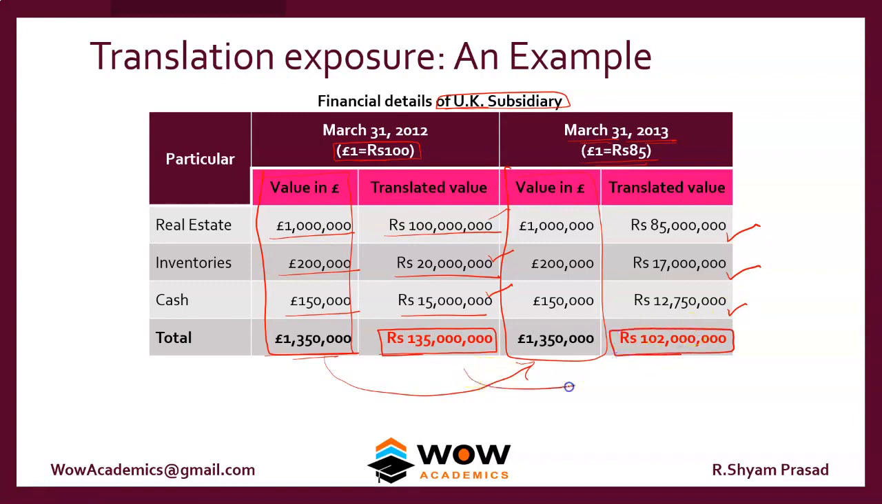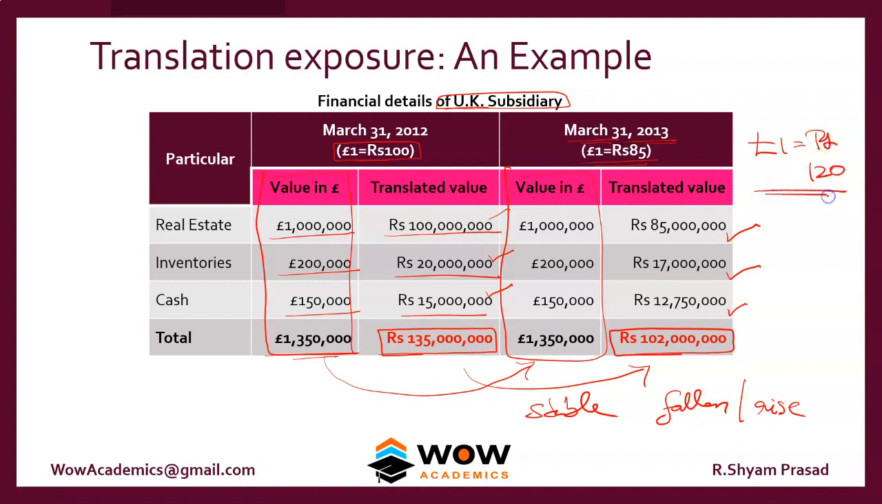So what happens here is the value of the UK subsidiary is stable, it is the same, but in terms of translated value it has fallen. Okay, it can fall or it can even rise. It's not about falling, it can also rise. For example, if 1 pound becomes 120 rupees, the value will be higher. Okay, the translated value will be higher, but either way this is a currency risk.